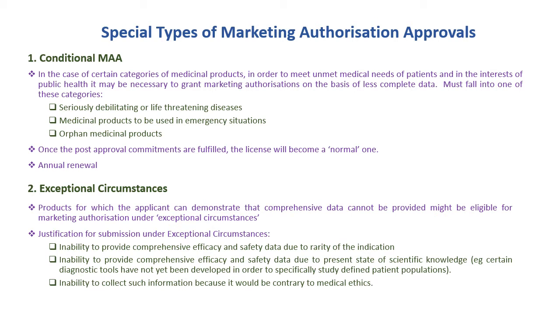For this kind of marketing authorization, it can be for seriously debilitating or life-threatening diseases. Again, we don't have people for human trials, so in those cases less data is also fine. Another category could be medicinal products to be used in emergency situations, and the third is your orphan medicinal product. Once the post approval commitments are fulfilled, the license will become a normal one, and there is an annual renewal for this license.